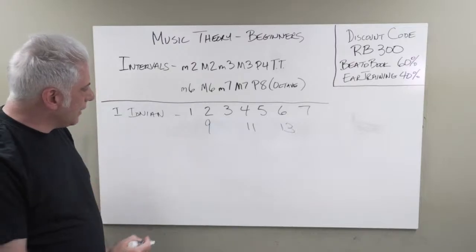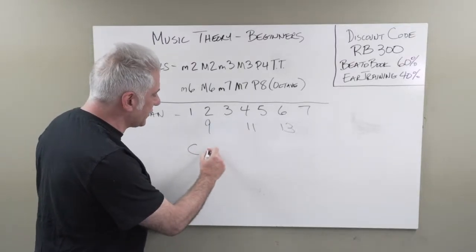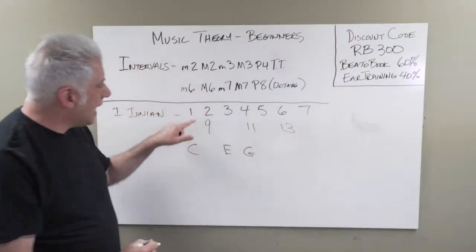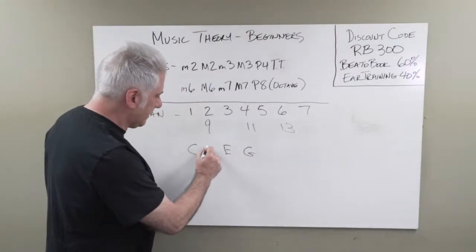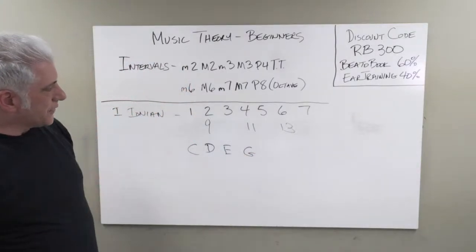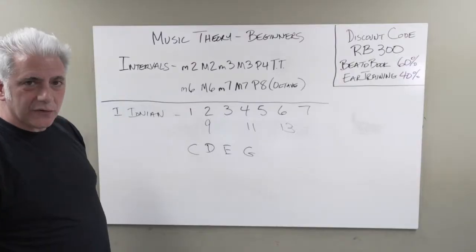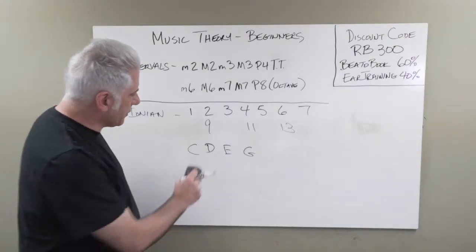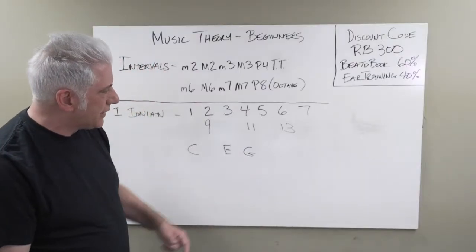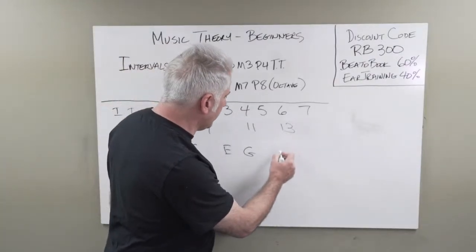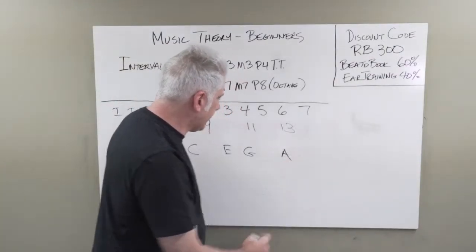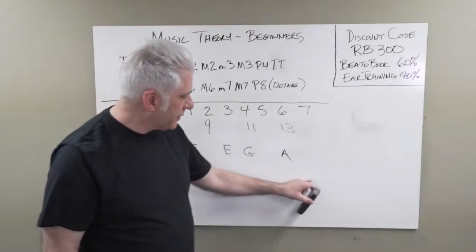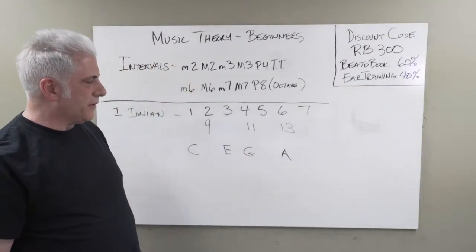So C add 9 would be C major. It's saying really C major add 9. C, E, G, add 9. That means add this note, D. Okay? If it said add 6 or C13, C major 13 would be C, E, G, that's C major with the note A on the top. I'd actually call that a C6 chord, because a C13 you'd have to have the note B in it.